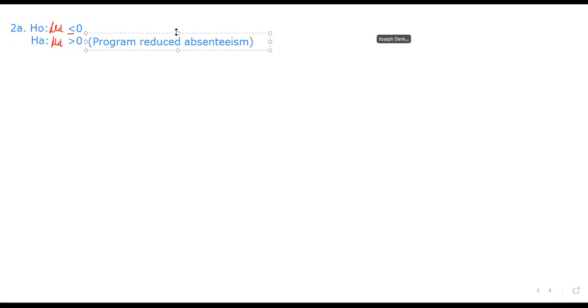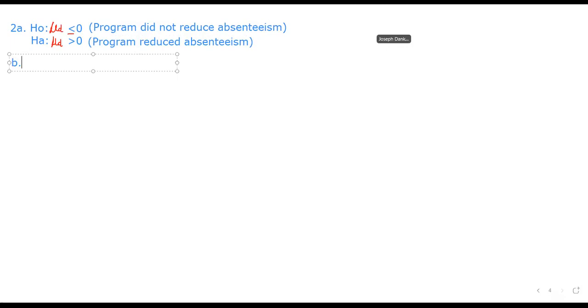So if mu b is greater than mu a, so if before is greater than after, then we are saying that the program reduced absenteeism, because after doing the exercises, they were okay, they were coming to work. And this is the opposite. The H0 is the opposite. The program did not reduce absenteeism. So now they were absenting themselves from work. So you have to understand whatever you formulated. Otherwise, for the last part, the conclusion, you cannot give a better conclusion, right?